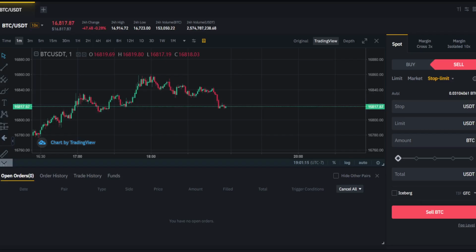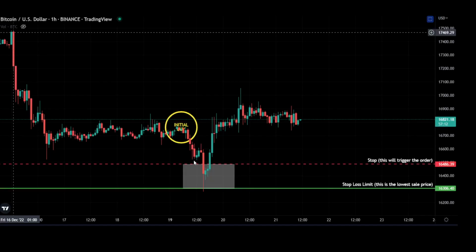Here, let me show you an example of how this works. Let's say you have a long position in Bitcoin from this point, and you want to prevent losses in case the price falls below a certain level. For this, you can set a stop limit order to reduce those losses. So when the price reaches this stop price, then this price limit will activate and cut your losses.